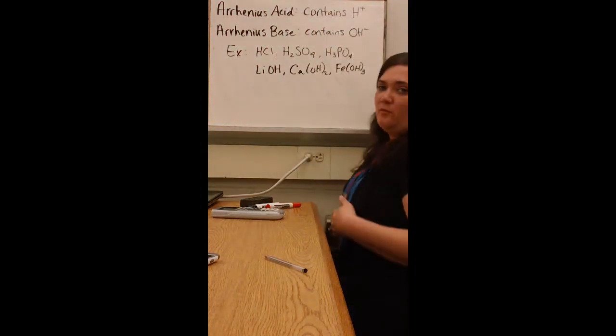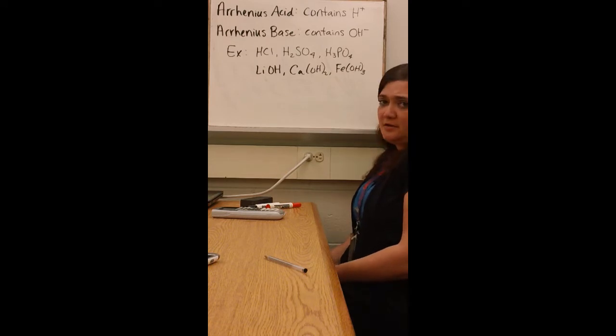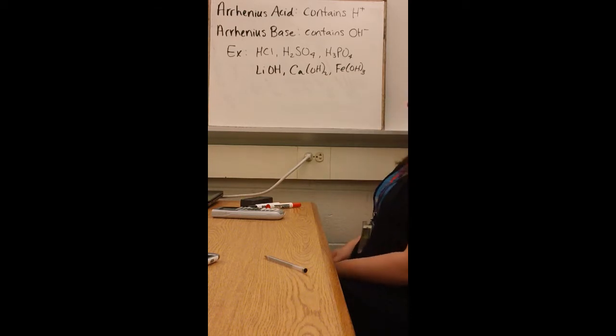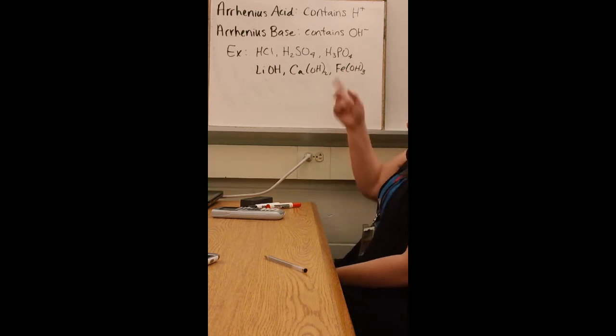So today we're talking about what is an acid and a base. Acids and bases are defined in three ways. You're going to learn about two of them now, and you'll learn the third one when you take AP Chemistry. So the two different definitions of an acid and base are, first, the Arrhenius definition.